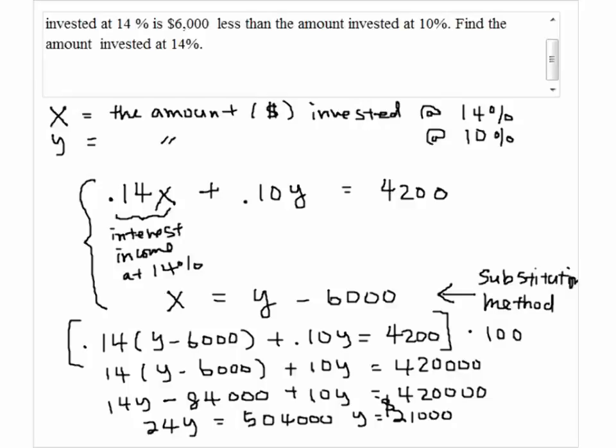To find X, simply plug in Y, which is 21,000, into X equals Y minus 6,000. So X equals 21,000 minus 6,000, which is $15,000. So the answer is $21,000 for the 10% account and $15,000 for the 14% account.